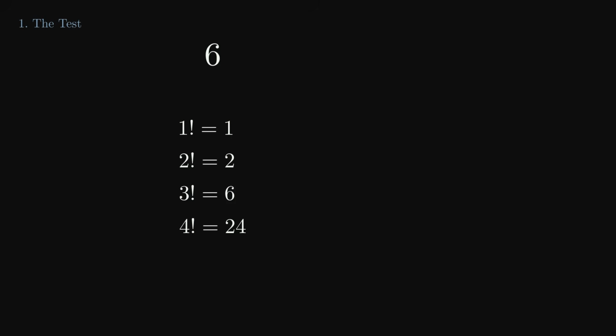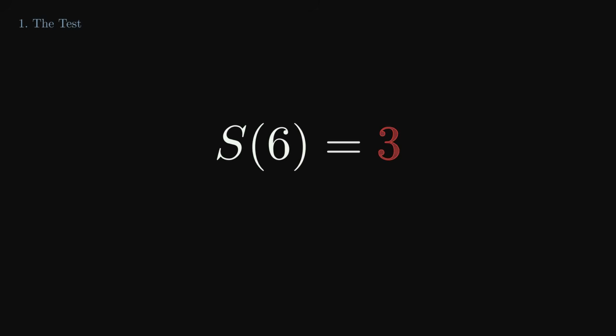1 factorial is 1. 6 does not divide 1. 2 factorial is 2. 6 does not divide 2 either. 3 factorial is 6, and 6 divides 6 exactly. So the first factorial that 6 fits into is the third one. We write that as the answer for 6 is 3.